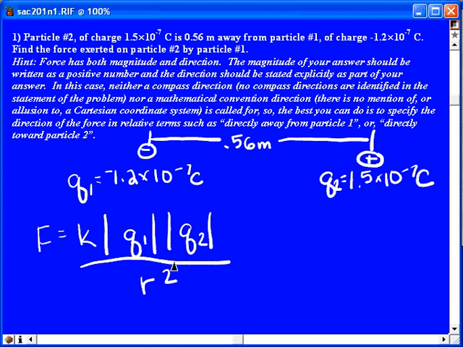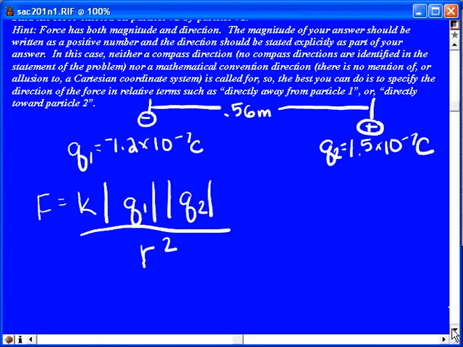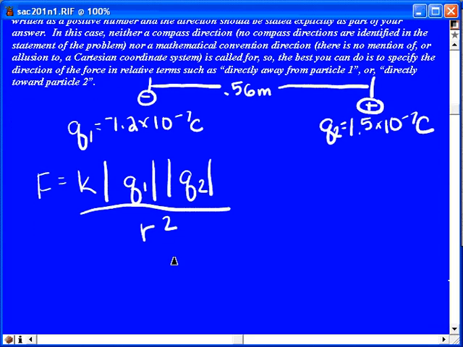Now we use the absolute values here because we're just using Coulomb's law to determine the magnitude. Since we know that we've got particles of opposite charges, we know that the forces are going to be exerted towards one another, so we don't need to use Coulomb's law to determine the direction. So we'll just use the absolute values to determine the magnitude, and the force will be exerted towards the other particle.